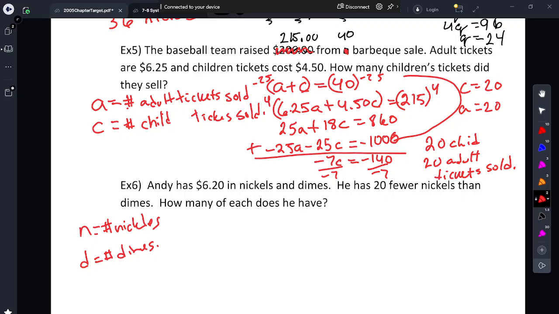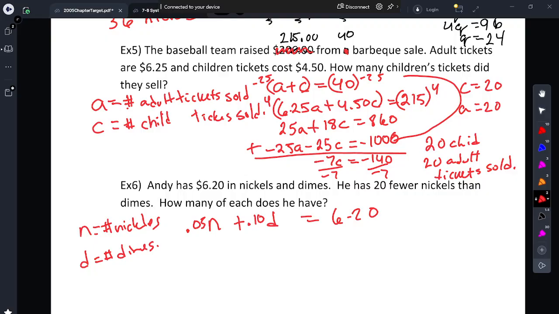All right. Okay, so the first equation is not, why is this wrong? Can someone tell me? N plus D equals 620? Why is that wrong? Not nickels plus dimes equals how many coins, not how much money. So how do I turn this into money? 0.05 times the number of nickels plus 0.10 times the number of dimes equals 620.